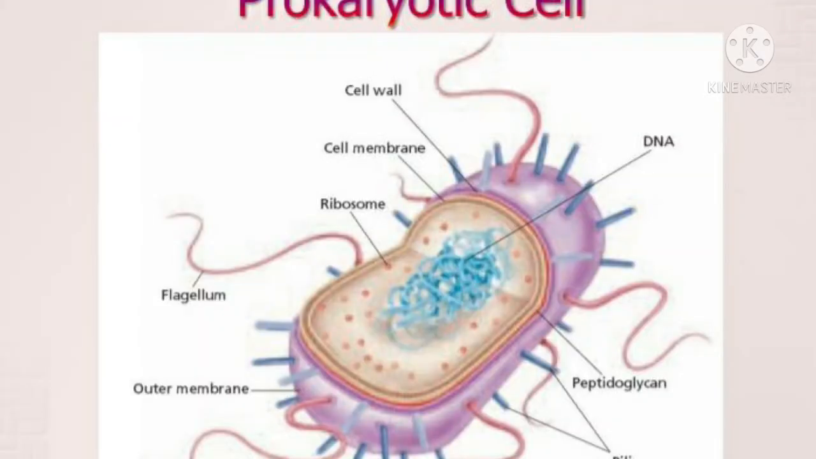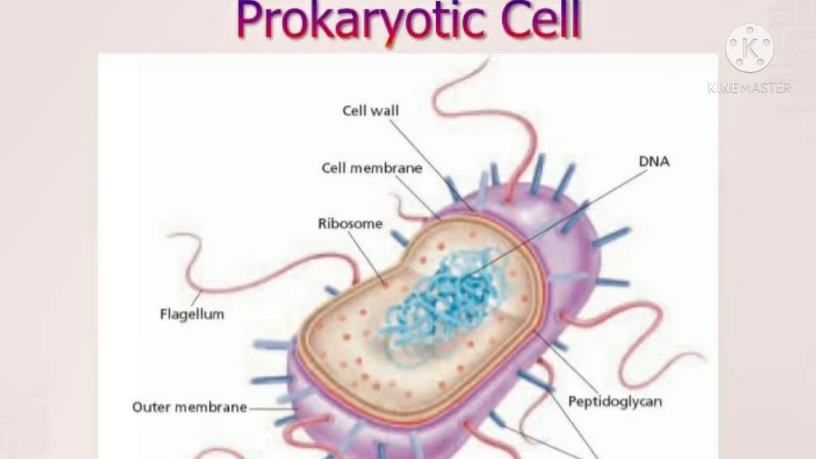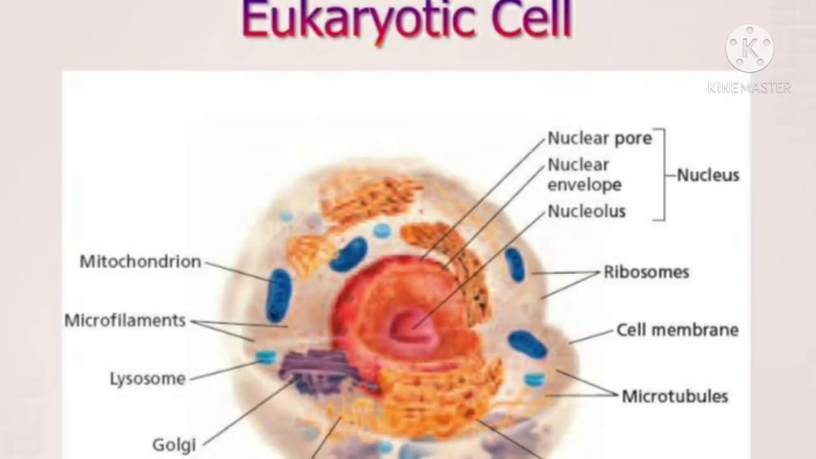Children, you have learned in your previous class about prokaryotic cells and eukaryotic cells. The prokaryotic cells usually range between 1 to 10 micrometer in size. The eukaryotic cells are typically larger, that is 10 to 100 micrometer. The size of a unicellular organism is larger than a typical cell of a multicellular organism.